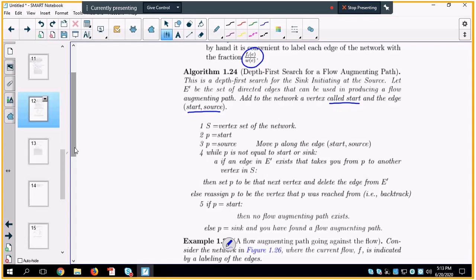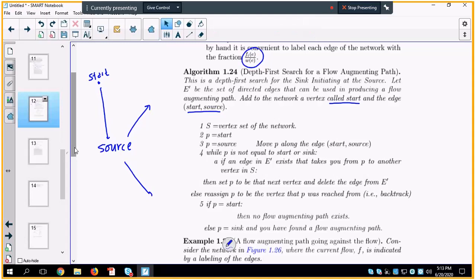So like in our example where we had source going to A or B, it's saying we're going to add one other vertex called start, and we're going to add an edge from start to source. So first, we start with S equal to the vertex set of the network, P equal to start, which was why we needed to add that vertex in. Then we move P along the edge from start to source, and we keep moving this P around.